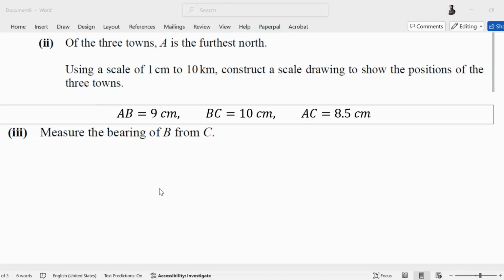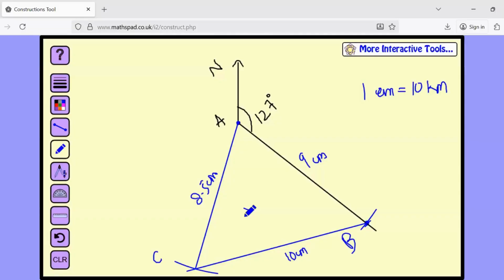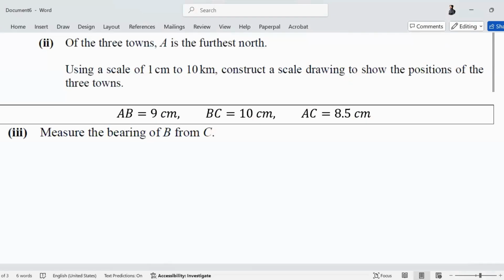Measure the bearing of B from C. Whenever the word measure is used, only then you are allowed to measure using a protractor. Otherwise, you always calculate. Again, when the word measure is used, do not bother calculating. Just measure the bearing of B from C. This is the kind of diagram that you will end up with. Measure the bearing of B from C. So you will draw north where? On B or on C? Bearing of B from C. That means you are standing at C and you are trying to look at B.